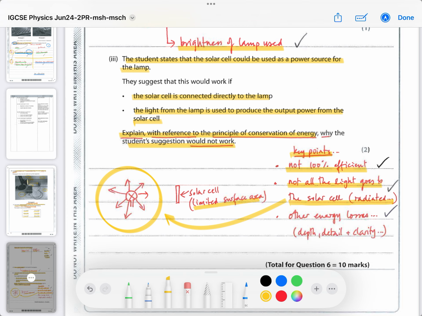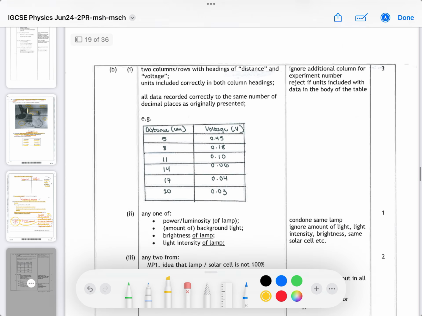And also the solar cell, you want it to be at right angles to the light coming in. So it's not that simple. And there'll be other energy losses because you've got electricity for a start, and you've got heat losses. So you've got to add depth, detail, and clarity. And these 3 bullet points will definitely get the 2 marks as long as you've explained it clearly. Have a look at the mark scheme.